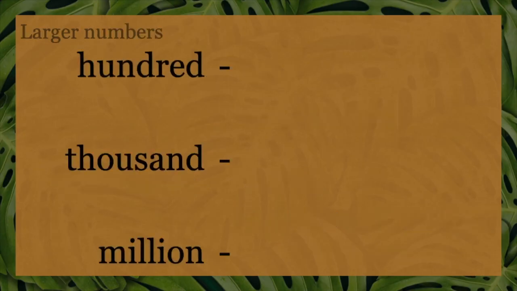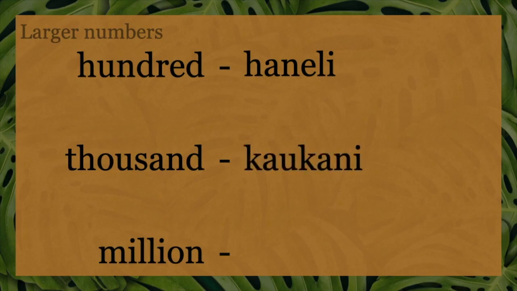And finally, let's look at larger numbers. 100, 1,000, million. The word for 100, haneli. The word for 1,000, kaukani. And the word for million, miliona. I will note, and you can kind of tell by these words, these are essentially just taking the English words and transliterating them into Hawaiian, kind of taking the actual English word and transferring them over to how you would say it with the Hawaiian alphabet and Hawaiian sounds.